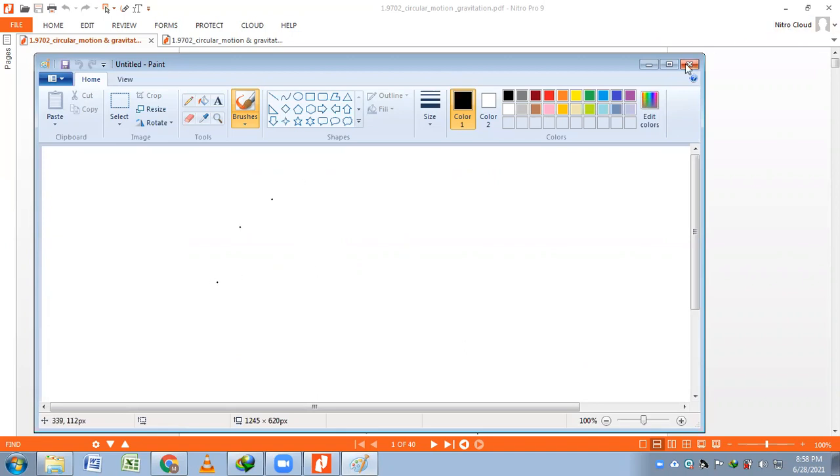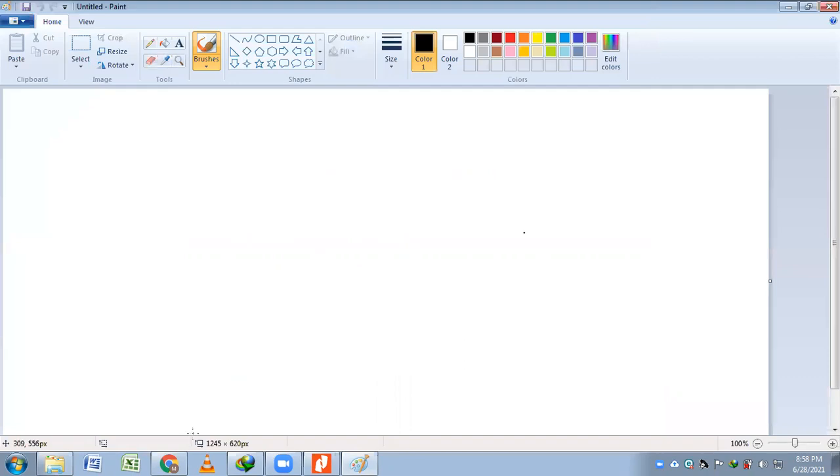Okay, for the satellite motion the parts are very simple. Let me just show you a couple of the drawings. Let's say this is a planet. Assume this is Earth. We are not drawing to scale.